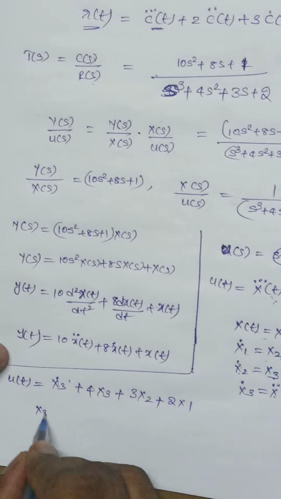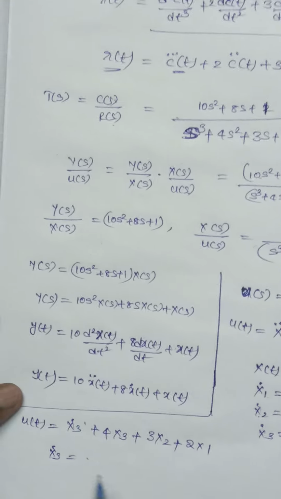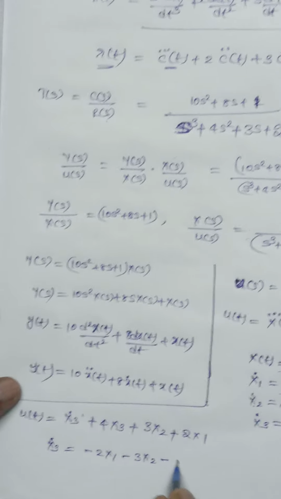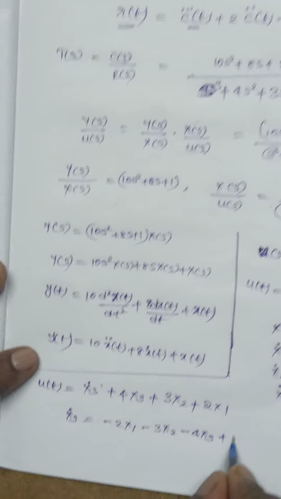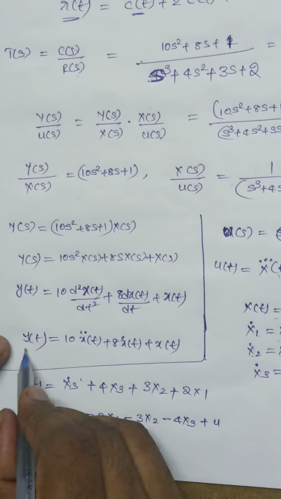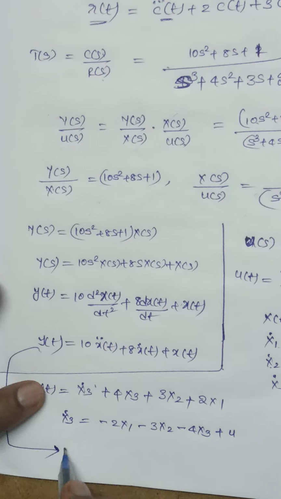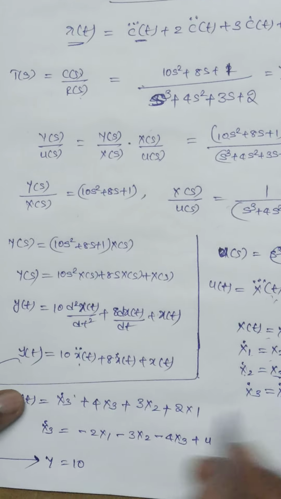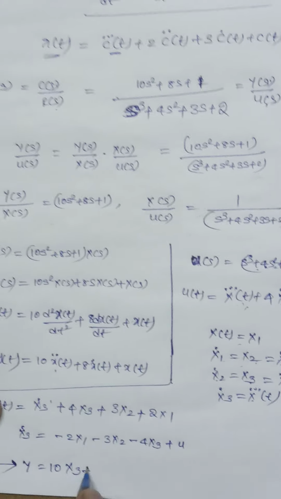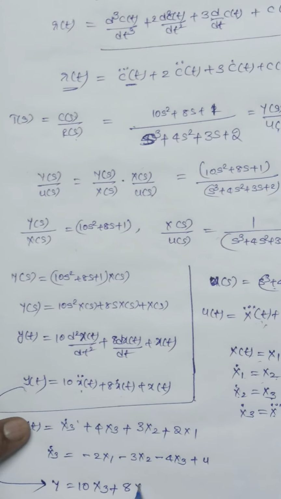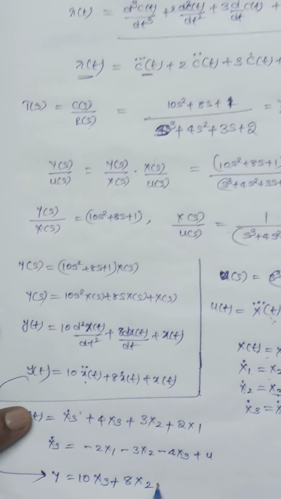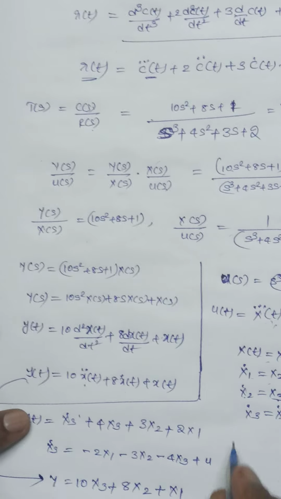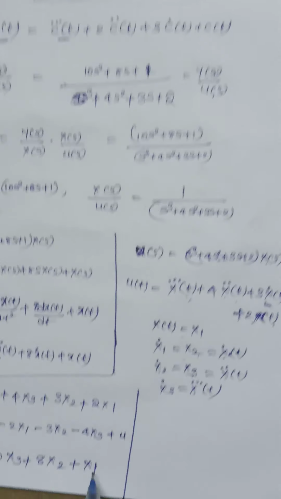Now x3 dot is equal to minus 2x1 minus 3x2 minus 4x3 plus u. From this equation, y is equal to 10 times x double dot of t, which is nothing but x3, plus x dot of t, which is x2, plus x of t, which is x1. So this is the output equation.